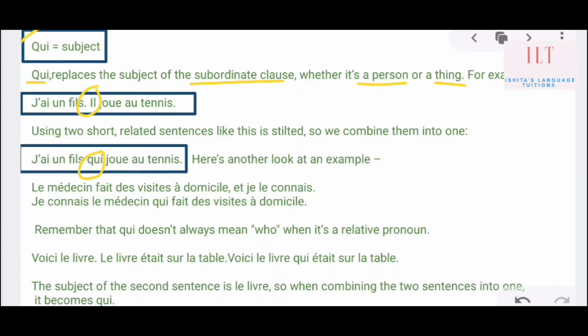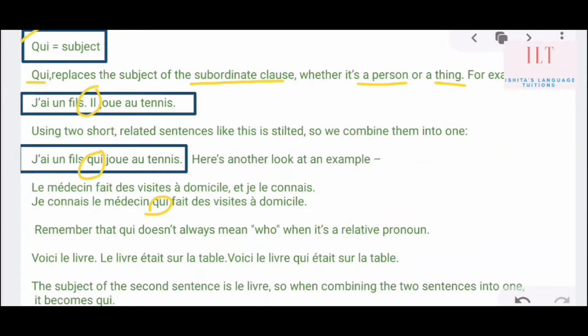Here's another example. Le médecin fait des visites à domicile et je le connais. So, the doctor makes home visits, and I know him. So, instead of using the doctor and him, we could combine them saying je connais le médecin qui fait des visites à domicile. So I know the man who makes home visits. Okay, so simply this helps us to join two sentences, and it simply replaces the subject.